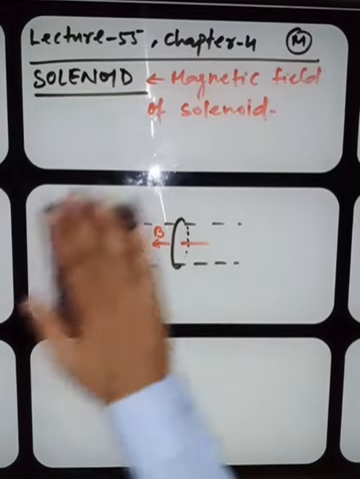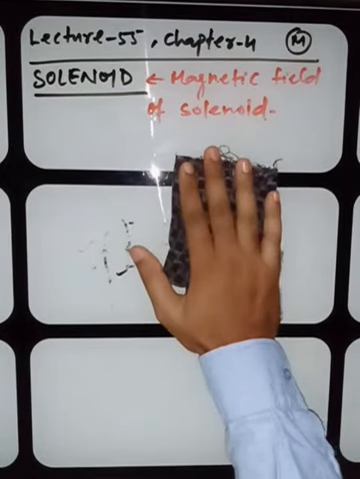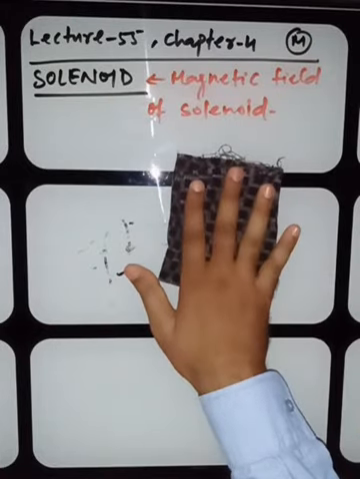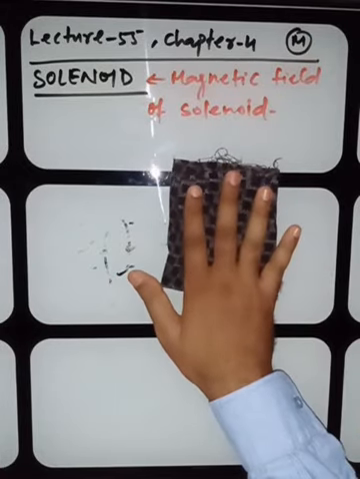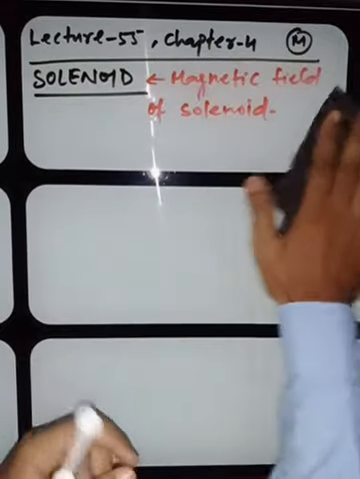Now we will try to study here the magnitude of magnetic field of the solenoid. Due to the solenoid, what will be the magnetic field? We are going to study.